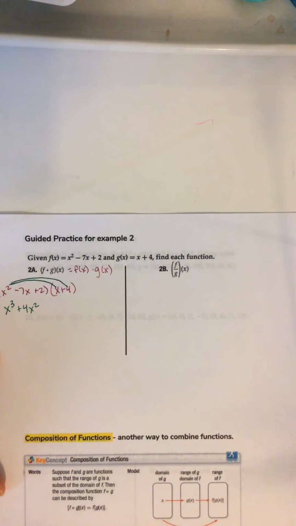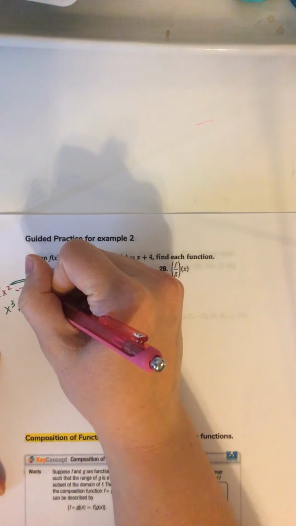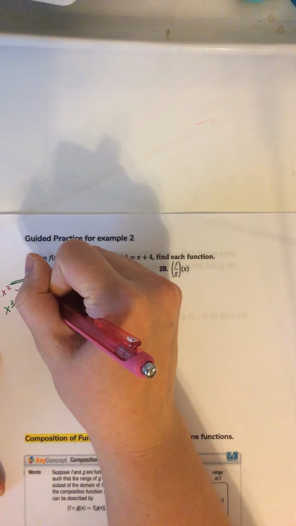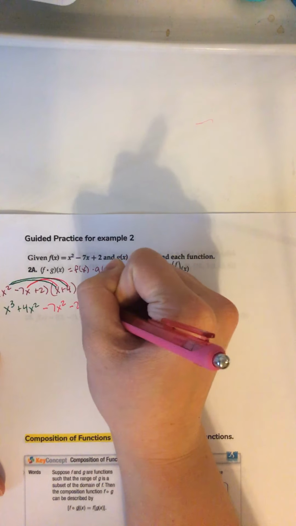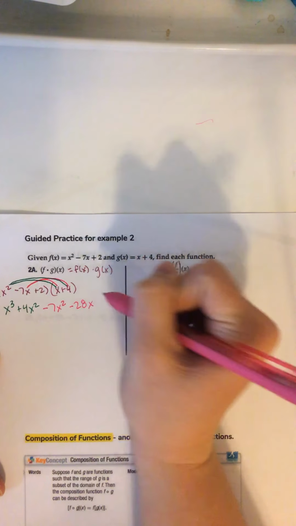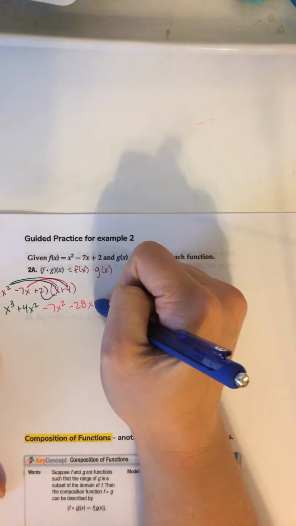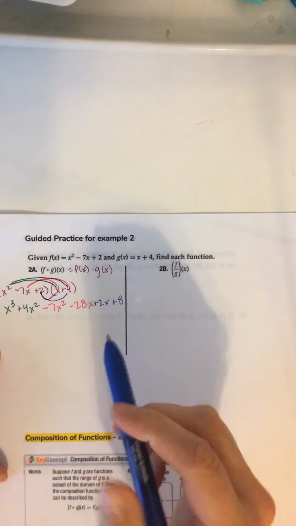Move on to my next term here. -7x times x is minus 7x squared. -7x times 4 is minus 28x. And last but not least, multiply the 2 by everything. 2 times x is plus 2x. 2 times 4 is plus 8.